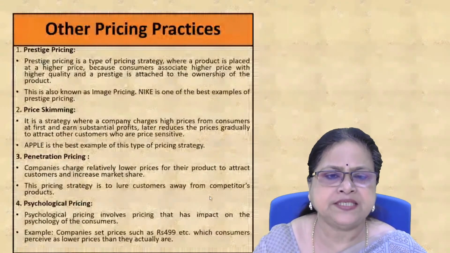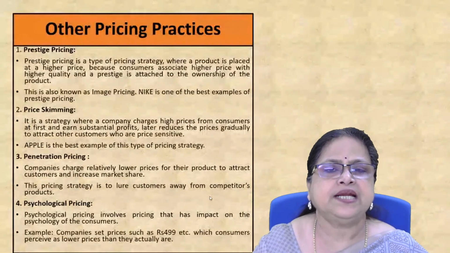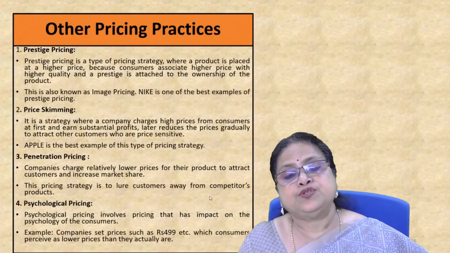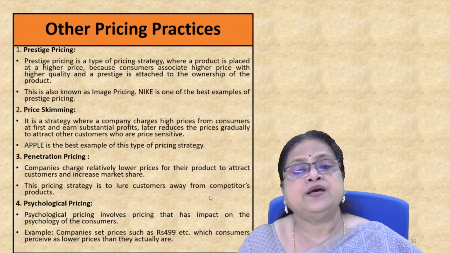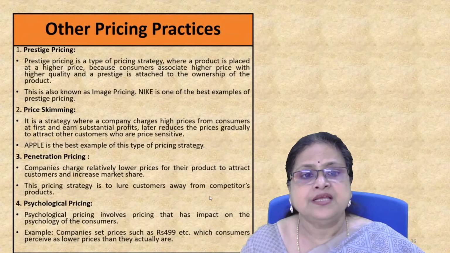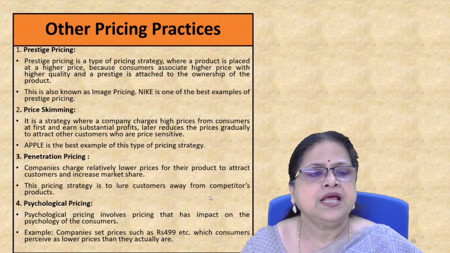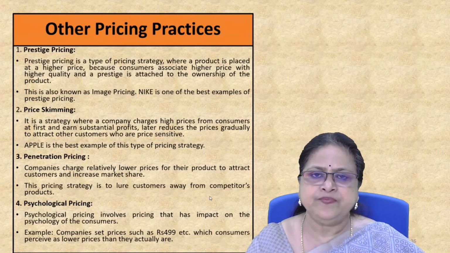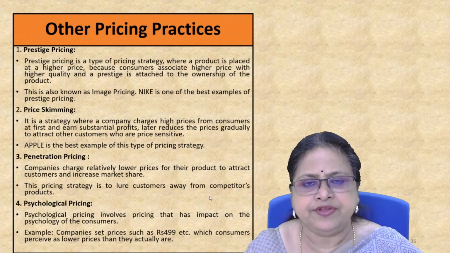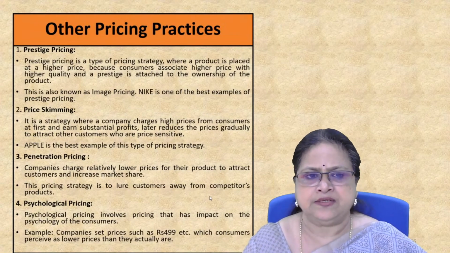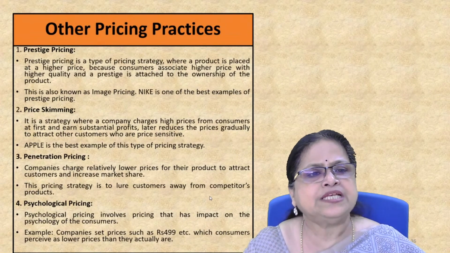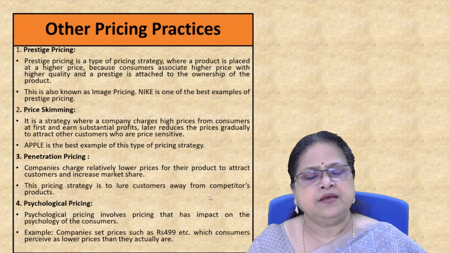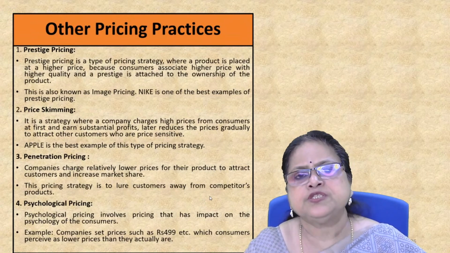Prestige pricing is a type of pricing strategy where a product is placed at a higher price because consumers associate that higher price with higher quality, and a prestige or status is attached to the ownership of that product. Like image pricing, Nike is one of the best examples of prestige pricing. Nike shows you have very good quality, you have a status or some prestige. That is known as prestige pricing. The companies deliberately sell those products at a higher price because of the brand value.